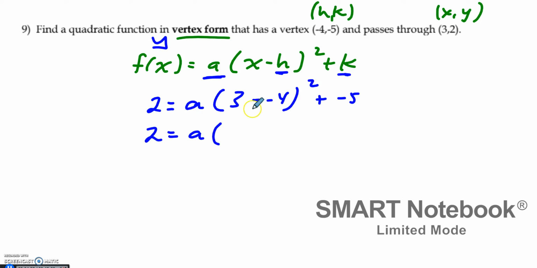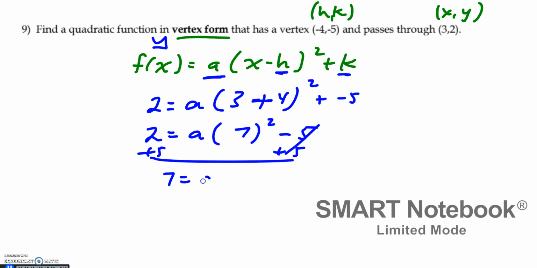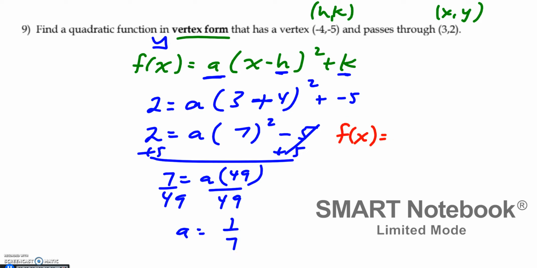So we have 2 equals a times positive 7 to the second power minus 5, which is the same as plus a negative. If we continue to solve for a, and we add the 5 over here, we would get 7 equals a times 7 squared, which is 49. Divide both sides by 49. If reduced, 7/49 is the same as 1/7. So we now know that a is 1/7, so we can find the equation of our general form.